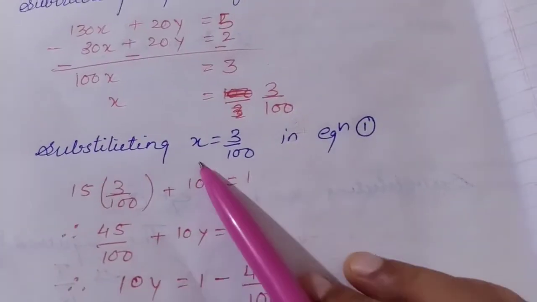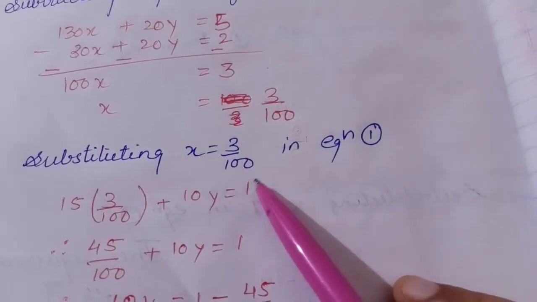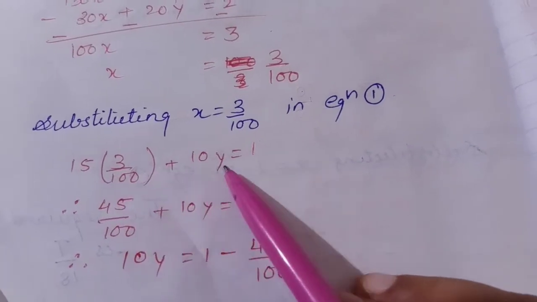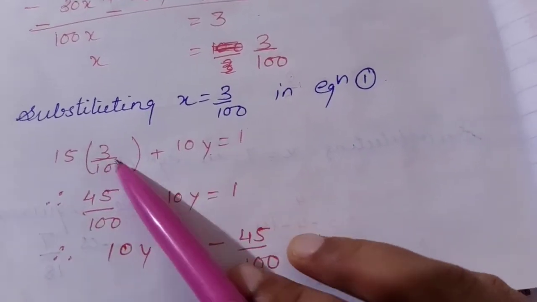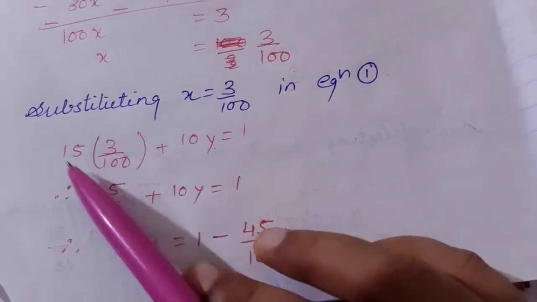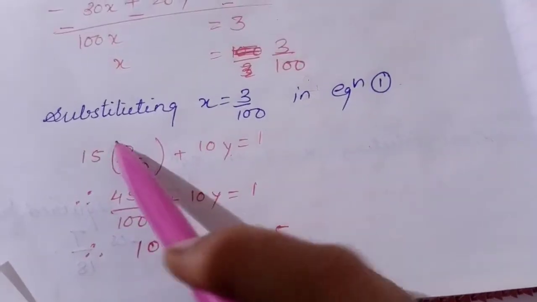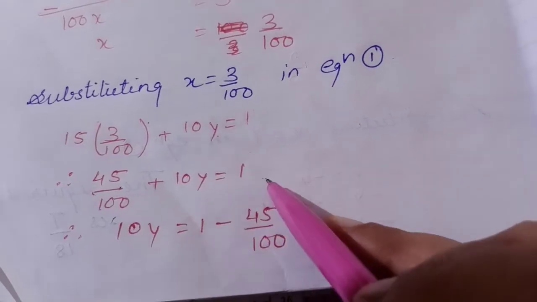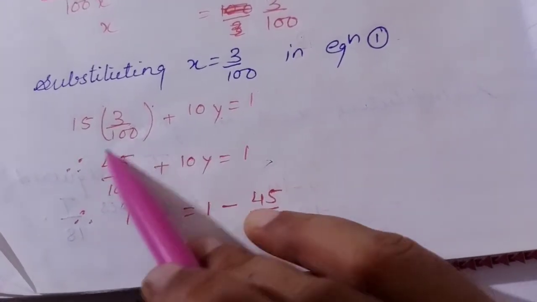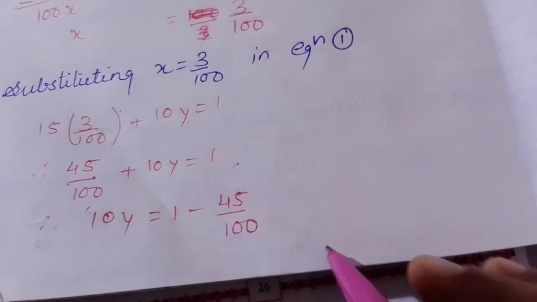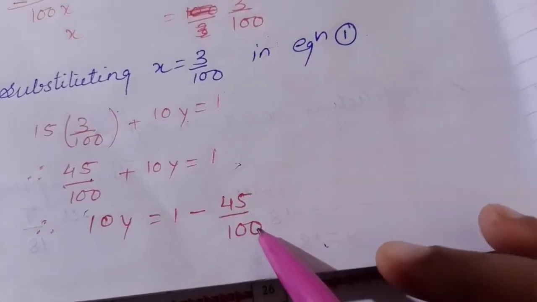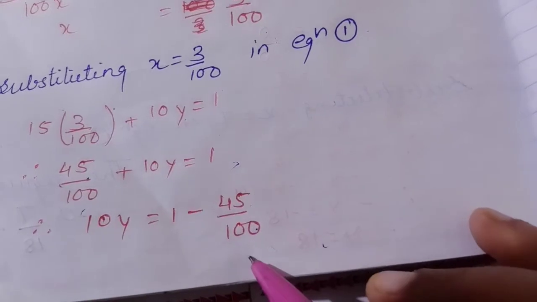Now substituting the value of x, that is 3 upon 100, in equation 1, as the equation was 15x plus 10y, so in place of x we'll put 3 upon 100. When we multiply 15 into 3, we get 45 upon 100 plus 10y equal to 1. Now this 45 upon 100 we take on the other side, this positive number will become negative, that is minus 45 upon 100.